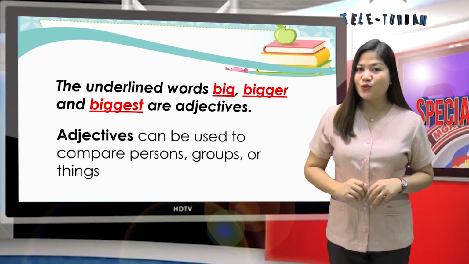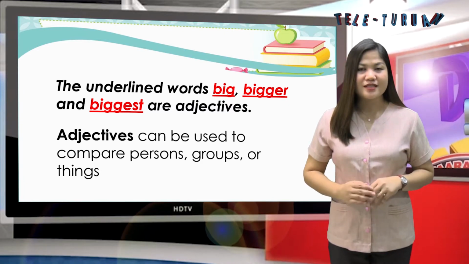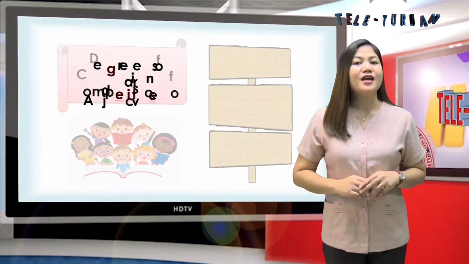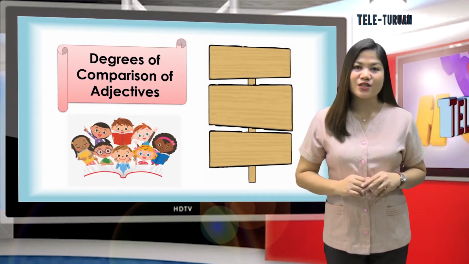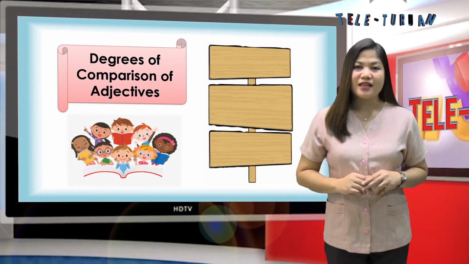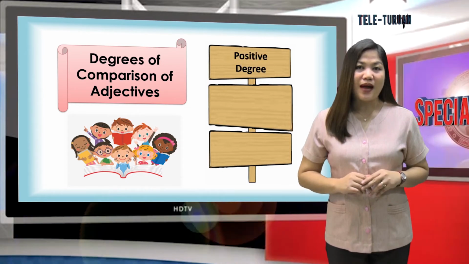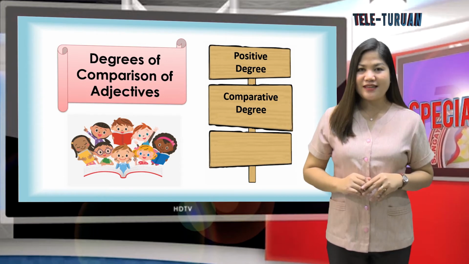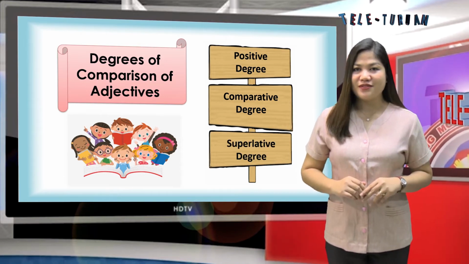Adjectives can be used to compare persons, groups, or things. There are 3 degrees of comparison of adjectives. These are the positive degree, comparative degree, and superlative degree.